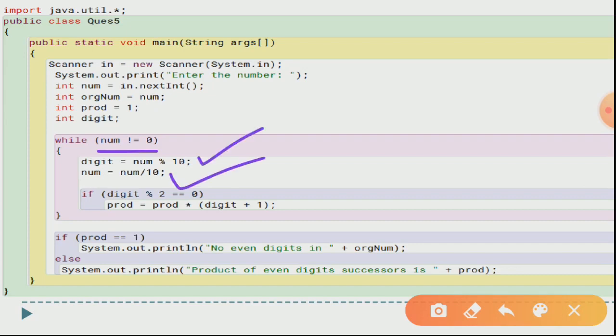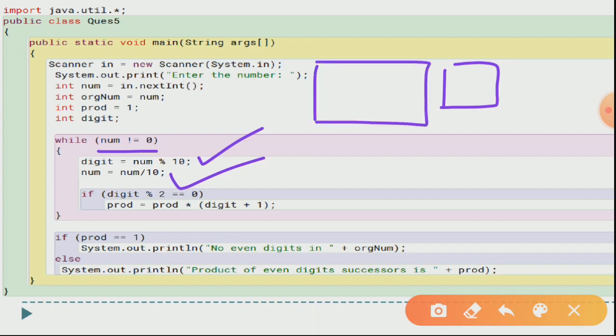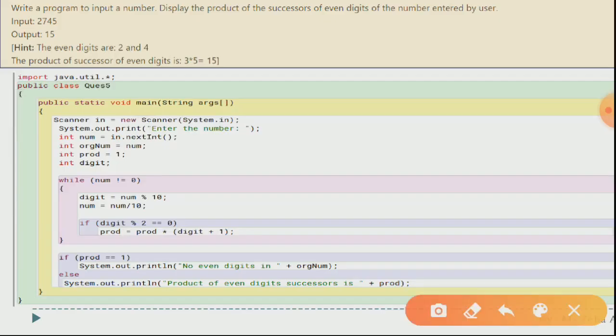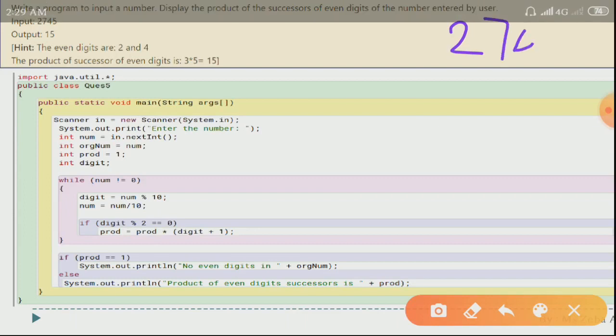When you take modulus of any number by 10, it is going to give you only one remainder, or you can say only the last digit of the number. And when you divide it by 10, then it is going to give you the overall quotient. So like this we are going to break our number. Now see what we have as an input: 2745. We have 2745.